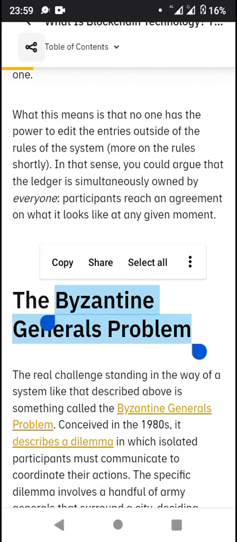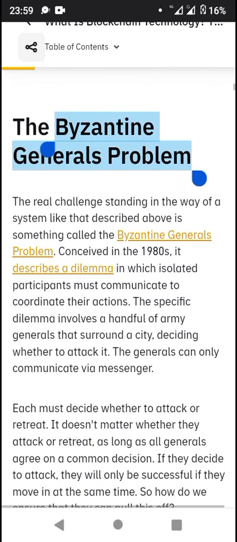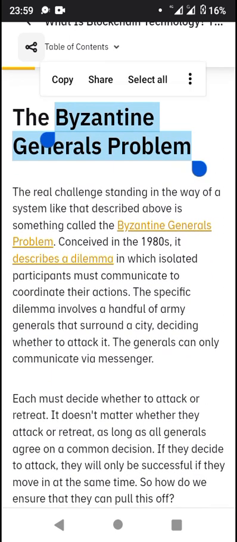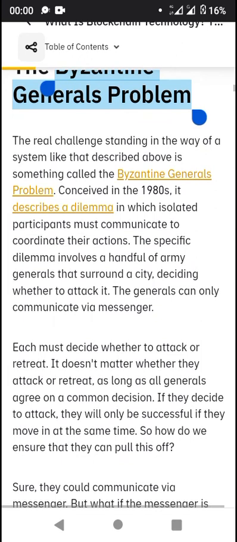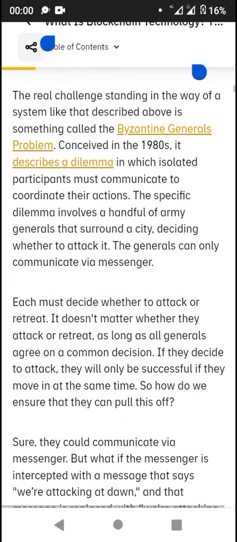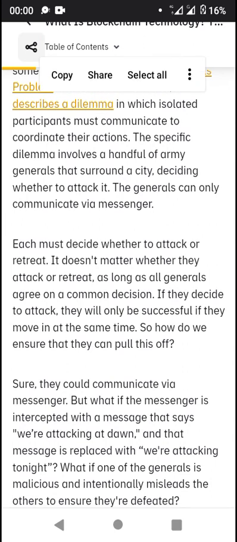Now we have the Byzantine Generals Problem. The real challenge standing in the way of a system like that described above is called the Byzantine Generals Problem. Conceived in 1980, it describes a dilemma in which isolated participants must communicate to coordinate their actions. The specific dilemma involves a handful of army generals who surround a city, deciding whether to attack it. The generals can only communicate via messenger. These are some of the facts, guys.